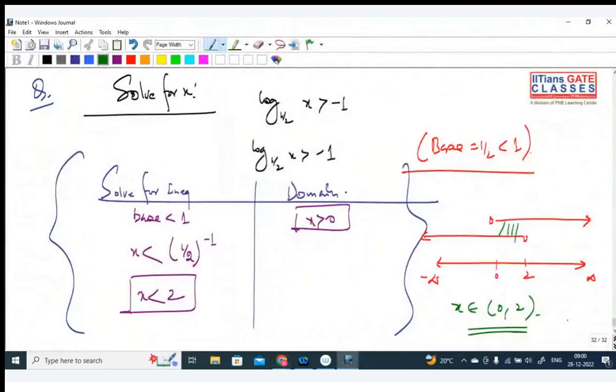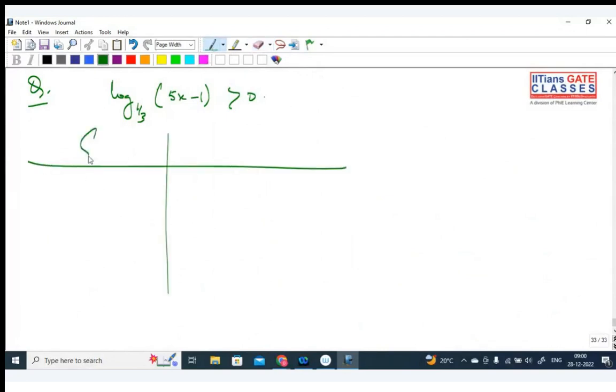Okay, this question: log base 1 by 3 of (5x minus 1) is greater than 0. Solve it fast. The options are given, but there is no need to look at them, just find the answer directly. So here also you have to do two things: solve the inequality and find the domain also. Domain is going to be what? 5x minus 1 will be greater than 0, right? So x will be greater than 1 by 5.